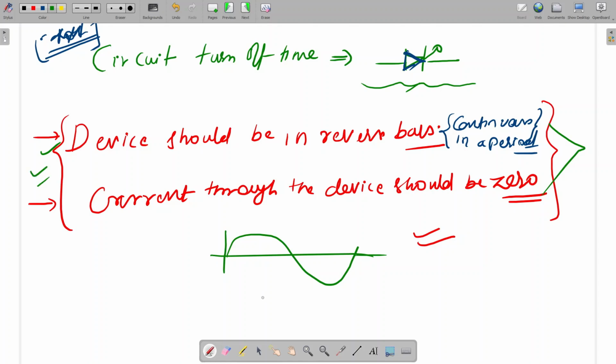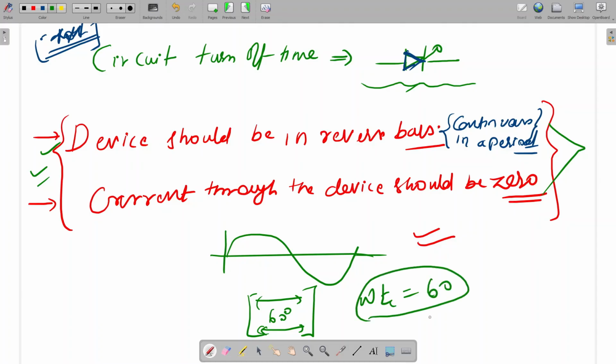So let's say for 60 degrees it is in reverse bias, and for this 60-degree duration, current through the device is also zero. So this will be the circuit turn-off time. We can say that ωTc is equal to 60 degrees, and from here we can calculate the circuit turn-off time. So two terms are there: device turn-off time and circuit turn-off time.